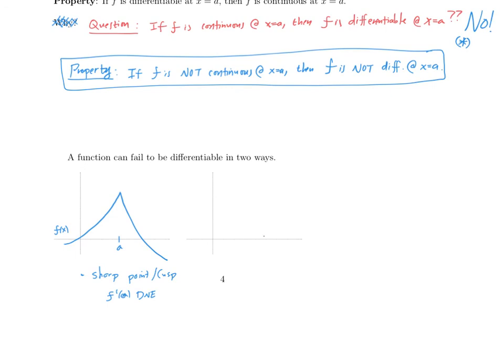A generic graph of something not continuous might be something with what we previously referred to as a jump discontinuity. So note, this is an example of something not continuous at x equals a. So once again, it's the other way that a derivative will not exist. And just to recap, a derivative will not exist if one of two things happens graphically. There's a sharp point or a cusp in the graph, or the function is not continuous at a point.